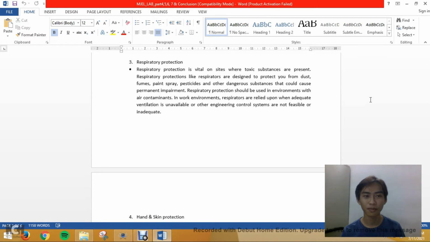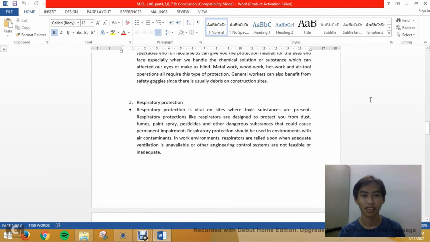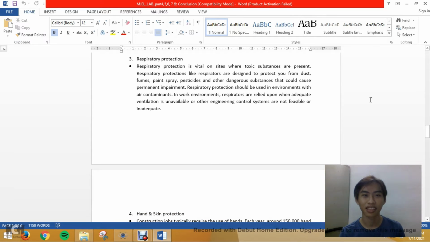So I am going to explain the third health and safety precaution, which is respiratory protection. This is vital on sites where toxic substances are present. A respirator protects you from dust, fumes, paint spray, pesticides, and other dangerous substances that cause permanent impairment. It should be used in environments with air contaminants.